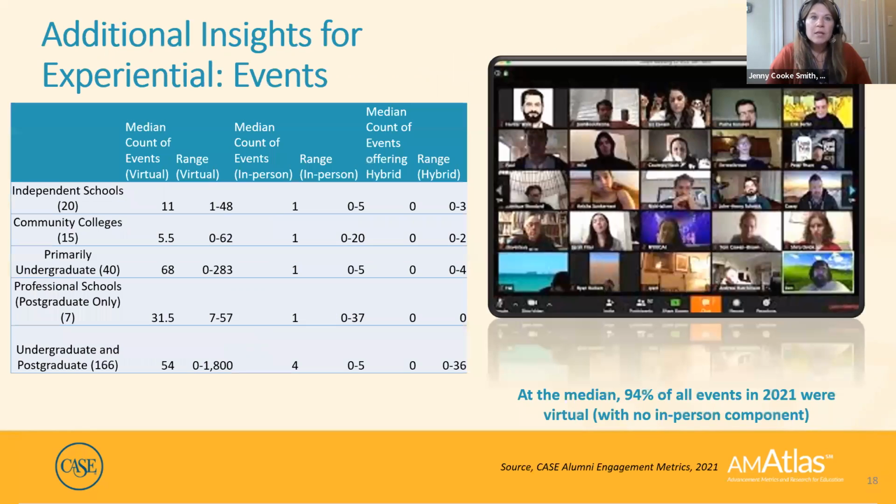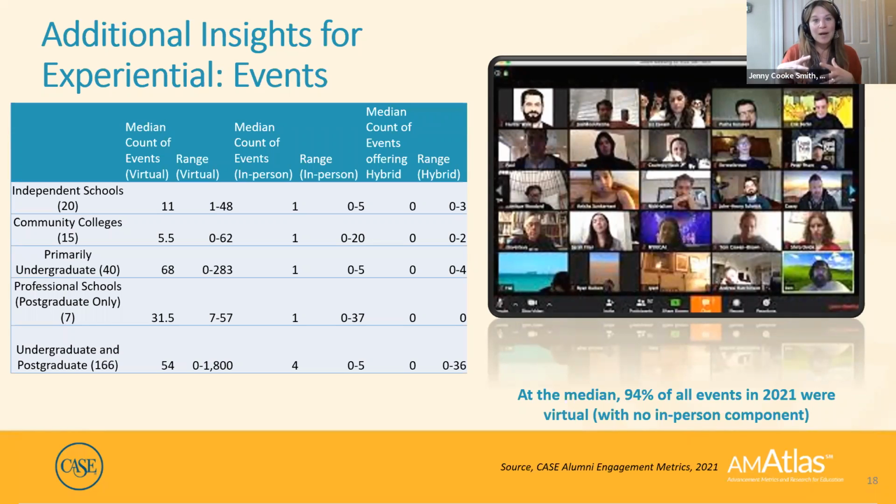So a little bit more on events. We do ask, and we actually had a new question this year, simply trying to understand the count of events. And so I'm sharing with you the median count of virtual, in-person, and hybrid. But what you can see is that the medians for in-person and hybrid are not terribly interesting. And so what I did was add the ranges of those. And you can see that in many ways, institutions were really across the board when it came to this.